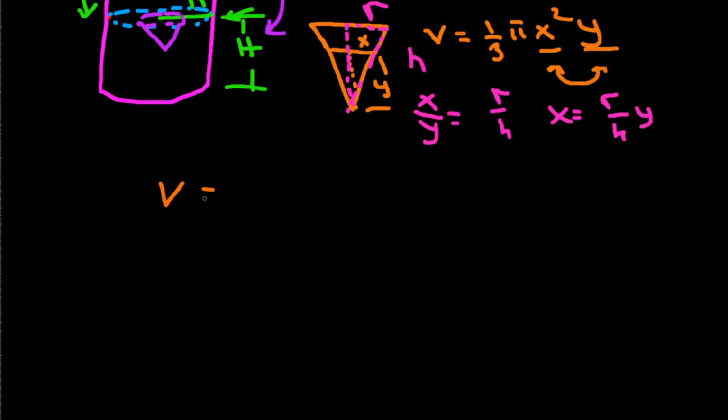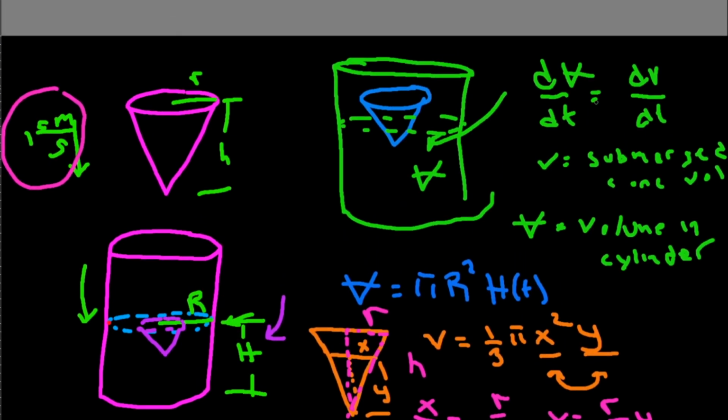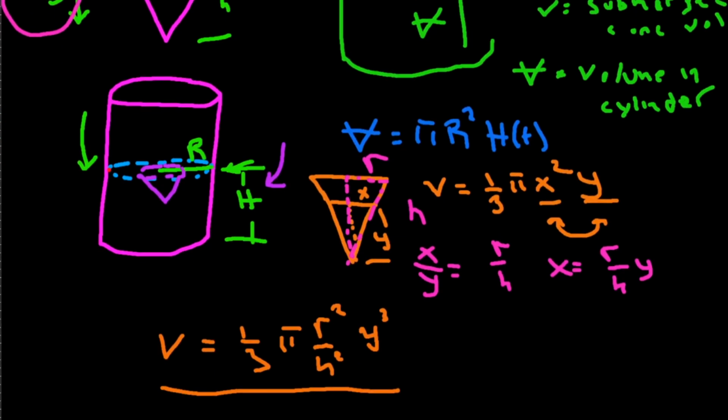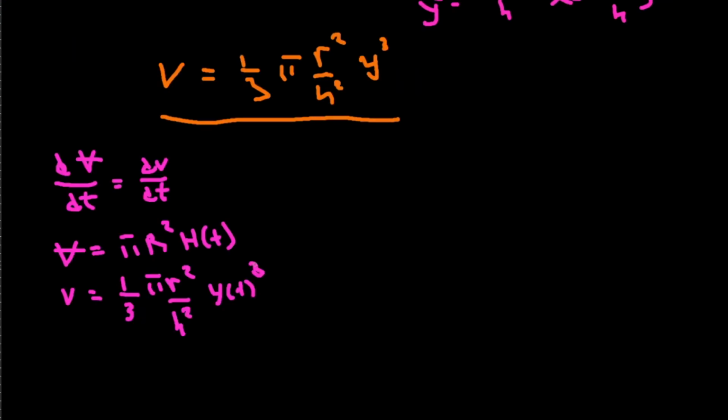And now I can write the volume of the submerged cone as 1/3 pi, and I'm just going to skip some steps and do some simplification here. R squared over h squared times y squared times y is y cubed. Alright, so we have all the parts that we need to solve for the rate of change of the height. Three parts, actually. I'm going to put them all together right here on the side. Okay, so I condensed the three main equations right here on the left-hand side.